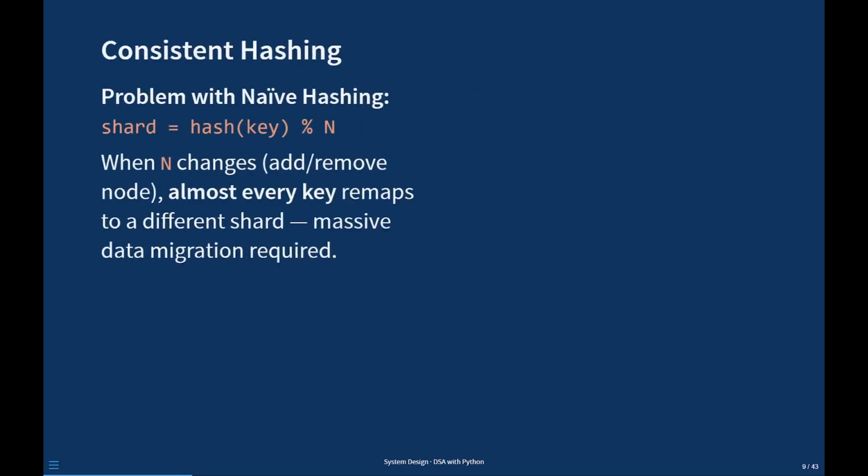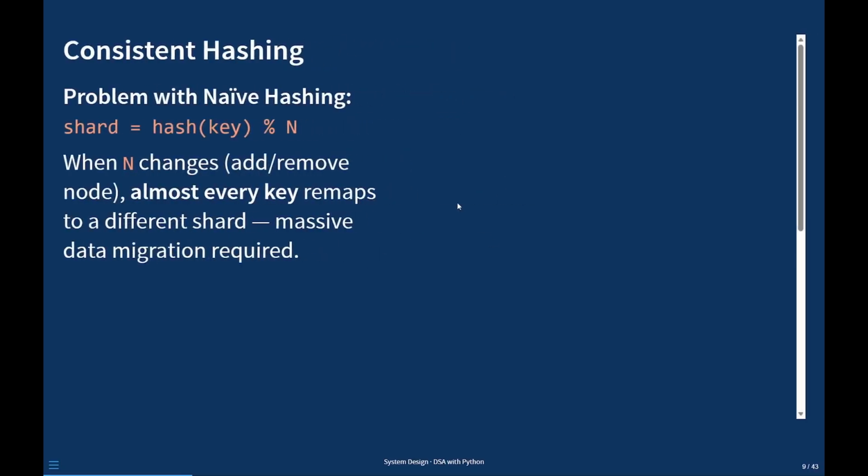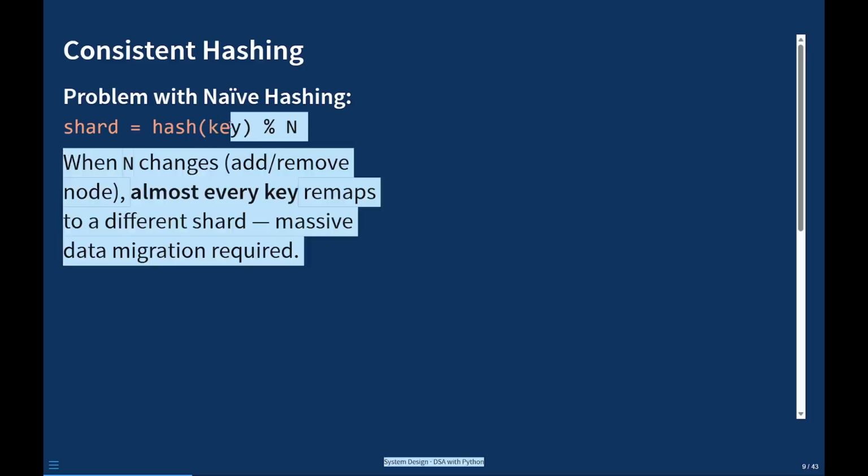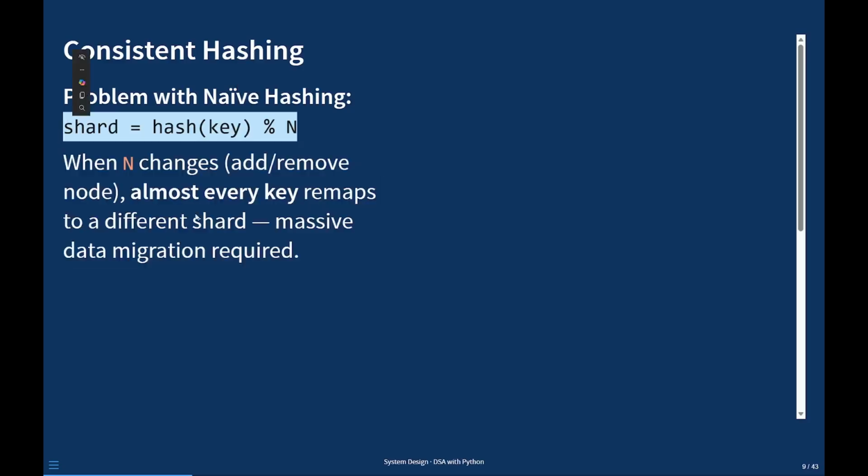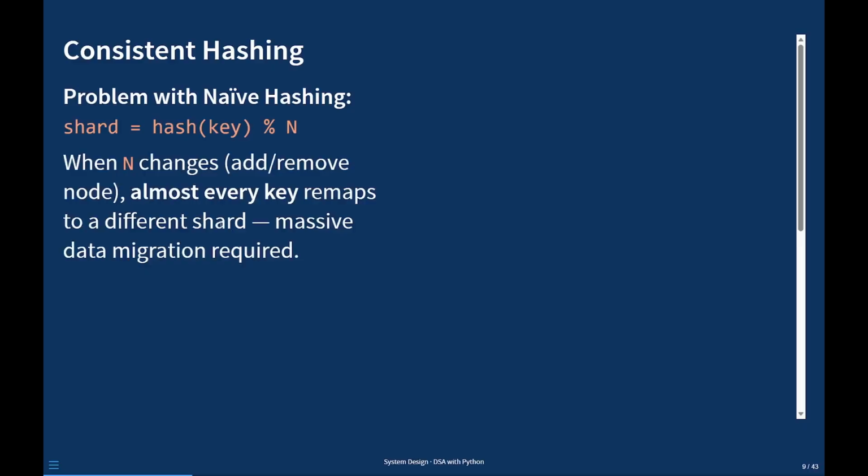Next, speaking of consistent hashing, let us understand exactly why it matters, because it comes up constantly in system design discussions. Here's the problem with the naive approach. Shard equals hash(key) modulo n. When n changes, say you add a new server or remove a failed one, almost every single key remaps to a different shard. That means you have to migrate nearly all of your data at once. For a database with billions of records, that is catastrophic.